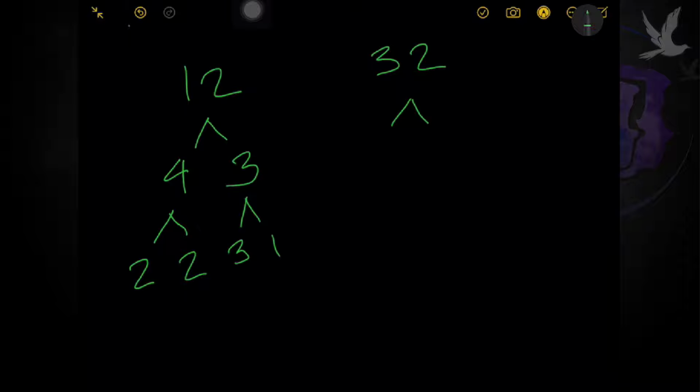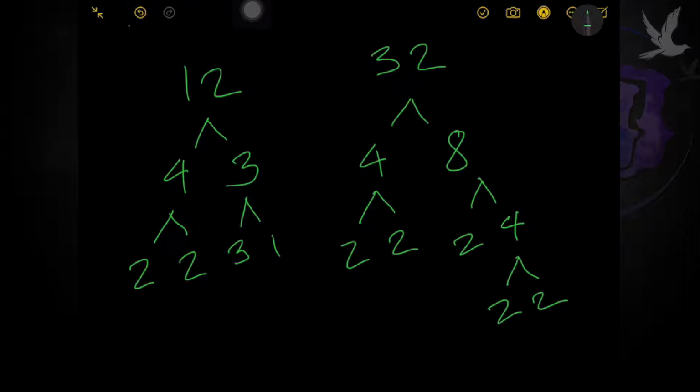Anyway, for 32, we can have the factors 4 and 8. Further factoring 4, we have 2 and 2. For 8, we have 2 and 4. We still have 4, which is 2 and 2. Note that 2 can no longer be factored out, that's why we just leave it that way.